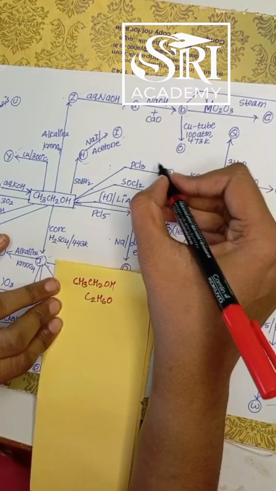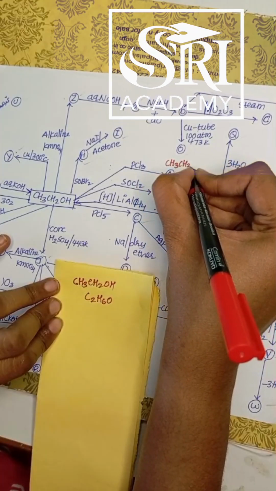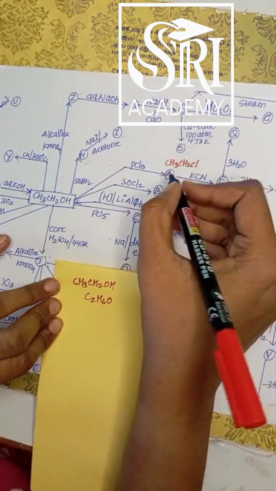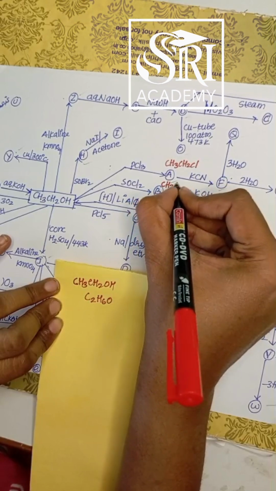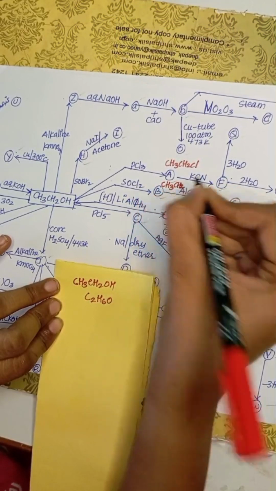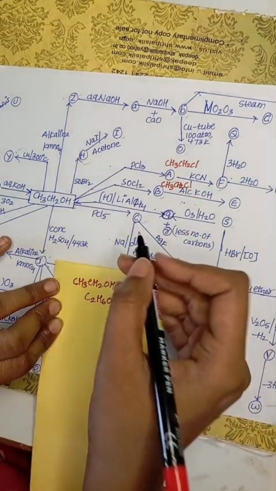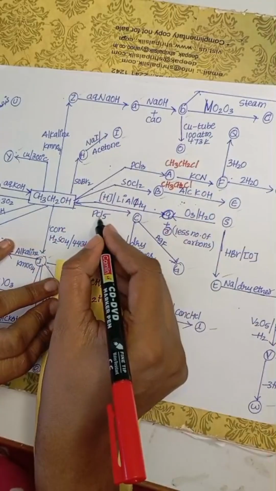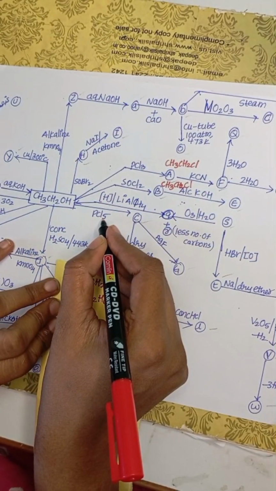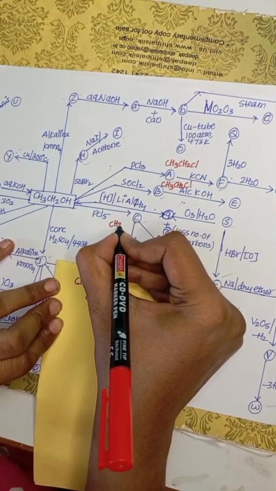When ethyl alcohol is treated with PCl5, we will get CH3CH2Cl. With SOCl2, you will get ethyl chloride from ethyl alcohol. Again, whenever ethyl alcohol is treated with PCl5, you will get ethyl chloride.